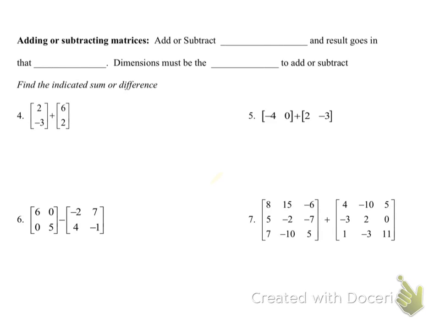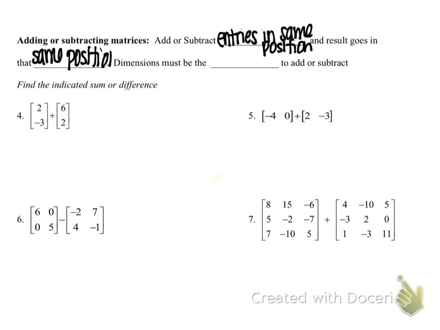Okay, so when we are adding or subtracting matrices, write this down, please: entries in the same position. What that means is we can add or subtract entries in the same position, and the result goes in that same position. You'll see what I mean when we start working with it, but I want you to write this down. Dimensions must be the same to add or subtract.